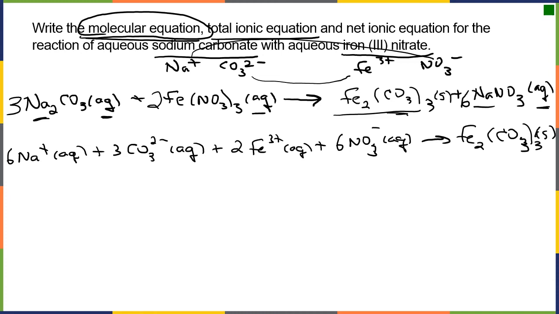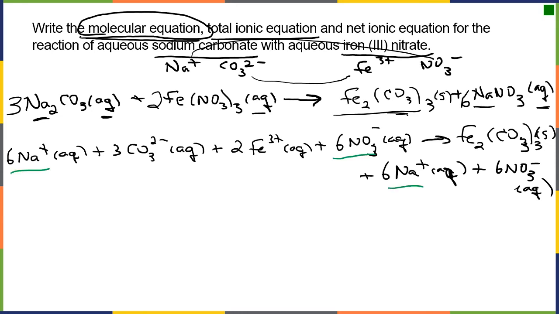It's just going to be a solid in the bottom, so we leave it just like that. And we go back to our sodiums: 6 Na+ aqueous plus 6 NO3- aqueous. So now we cross off our spectator ions. Sodium and nitrate are in the same form on both sides. They're not involved in the reaction.